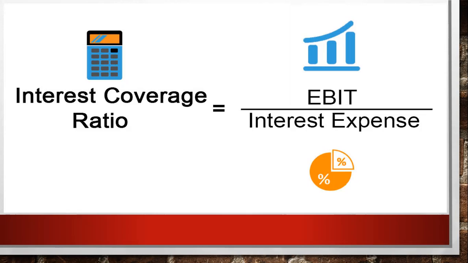The interest coverage ratio shows you the number of times a company can cover its interest from what it earns. The formula is EBIT. EBIT is earnings before interest and tax. What is your net profit? Pure net profit before interest and tax. This is the earning before interest and tax. What is your net profit?